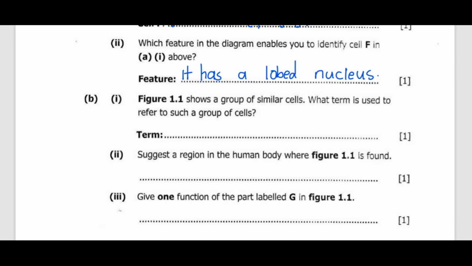Now let's look at question B1. Figure 1.1 shows a group of similar cells. What term is used to refer to such a group of cells? We want to look at the term that is given to cells that are similar in terms of shape and also function. So this forms what we call a tissue.